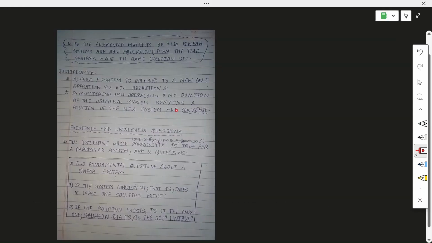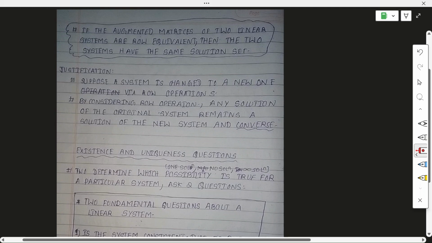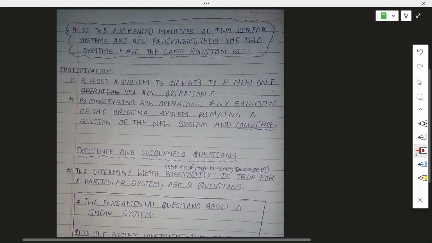Now on 6, if the augmented matrices of two linear systems are row equivalent, then the two systems have the same solution set. For systems we say equivalent, and for matrices we say row equivalent. So they are pretty much the same, but row equivalent matrices also have the same solution set.